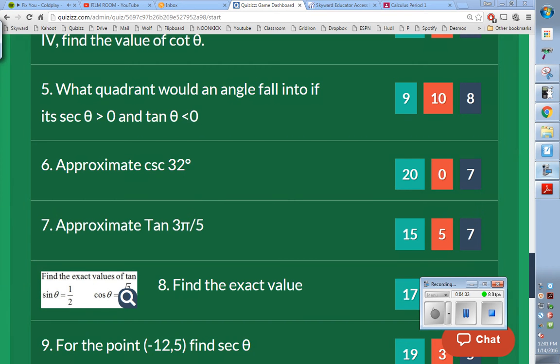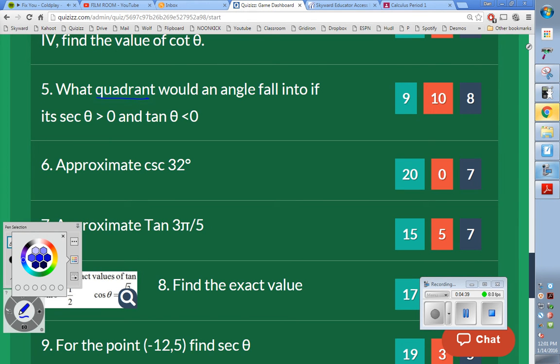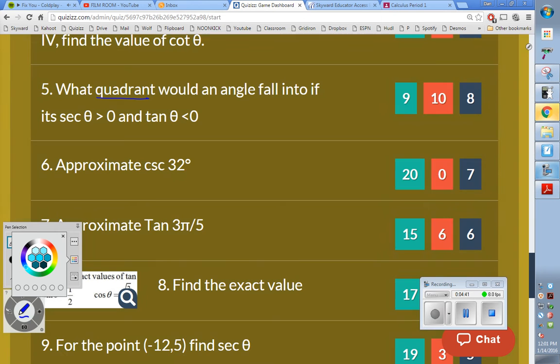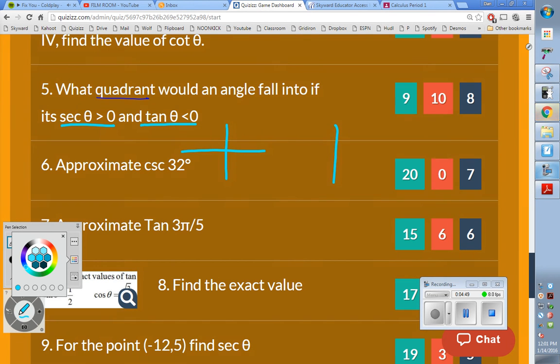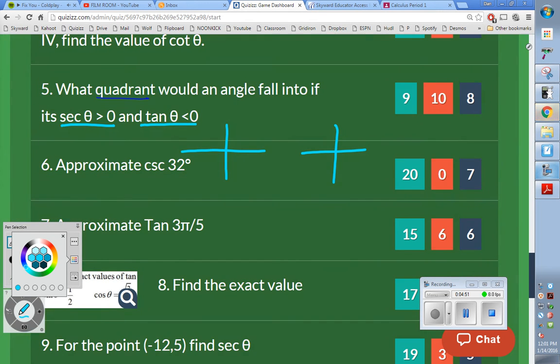There. So we missed this one quite a bit. What quadrant would you fall in if secant was greater than 0 and tangent was less than 0? Okay? So we've done this one a couple times now. I'm going to draw a graph.